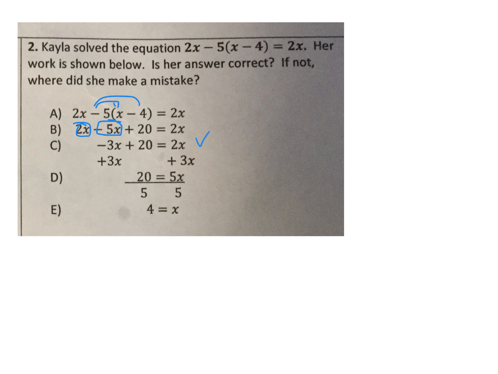And then in order to get the x by itself, we need to get the x's together. So she added 3x to both sides. And that's going to leave us with 20 is equal to 5x. So that step looks correct.